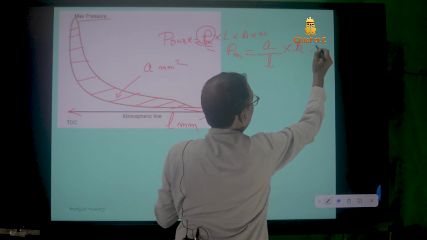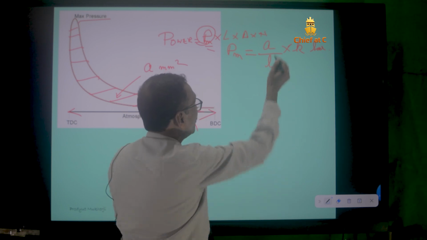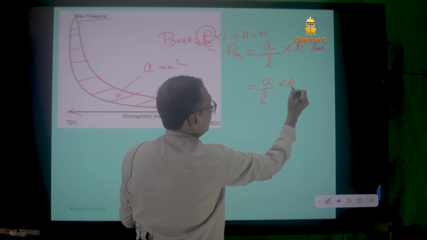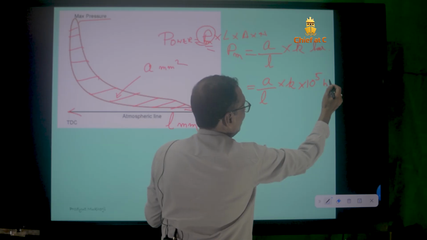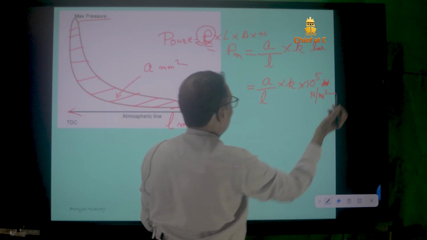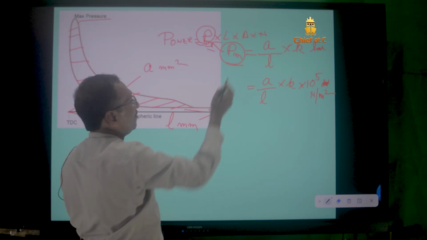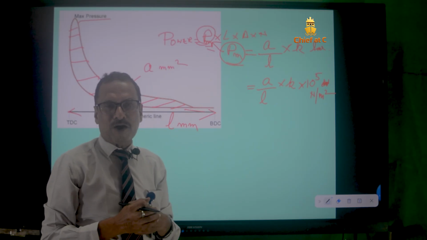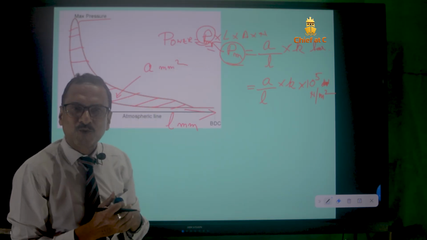This will give the mean pressure in bar, but we need SI units. So we multiply this expression by a factor of 10 to the power of 5, which will give us the pressure in Newton per meter square. Once we get the mean pressure, we put the mean pressure in the main formula and we get the indicated power for a diesel engine. So this is how it is to be done.